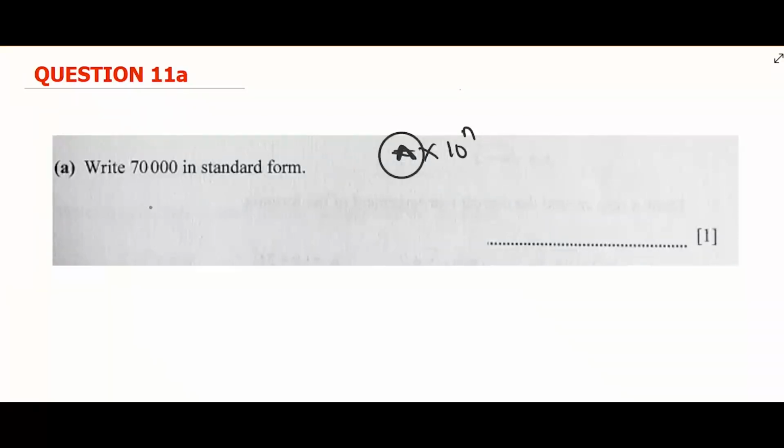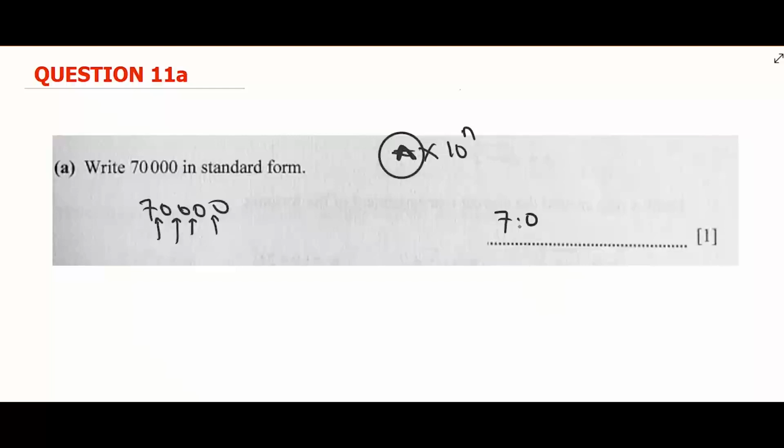Now, I need to get my standard form number. You have 70,000 here, and don't forget that my standard form number must be between 1 and 10. It cannot be less than 1 and it cannot be up to 10. If I put the decimal point here, it will give me 7,000. It can't be there. If I put it here, it will give me 700. It cannot be there. If I put it here, it will give me 70. It cannot be there. If I put it here, it will give me 7.0. So this 7.0 meets the criteria of a standard form number. It must be between 1 and 10.